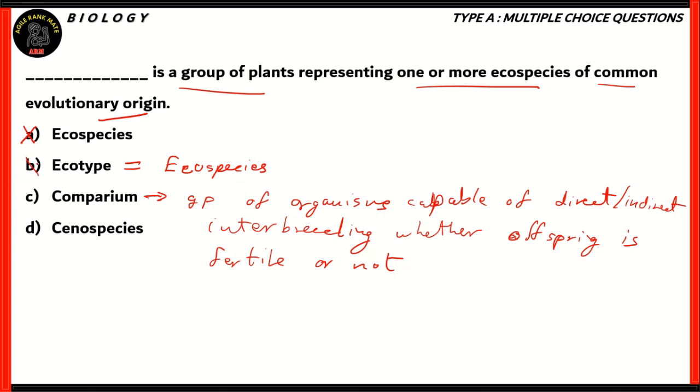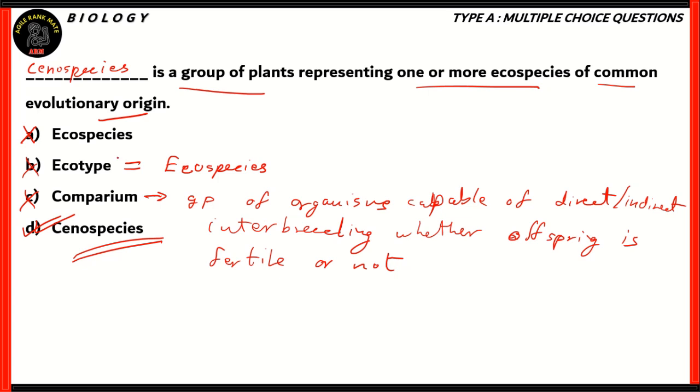So that's why option C turns out to be incorrect, because its definition is completely different from the one given above. Now that means the only option that is correct is option D, cenospecies. A cenospecies is a group of plants representing one or more ecospecies of common evolutionary origin. So one or more genetically distinct geographic varieties of plants that have a common evolutionary origin. That's what's called a cenospecies.